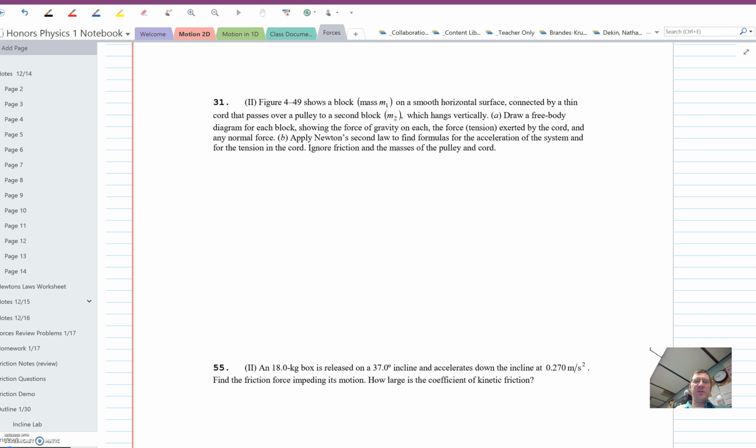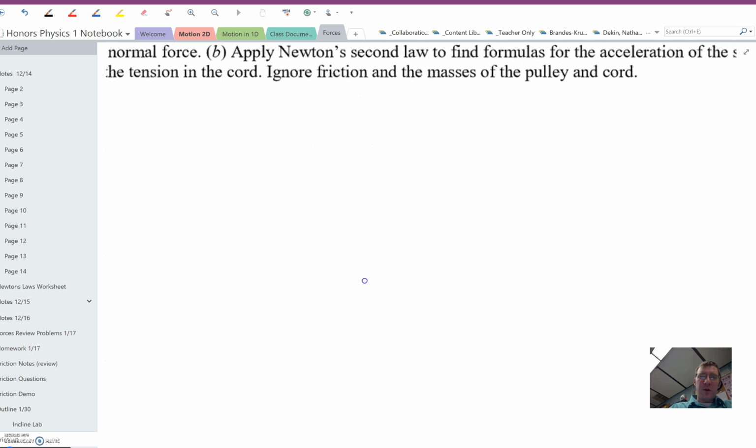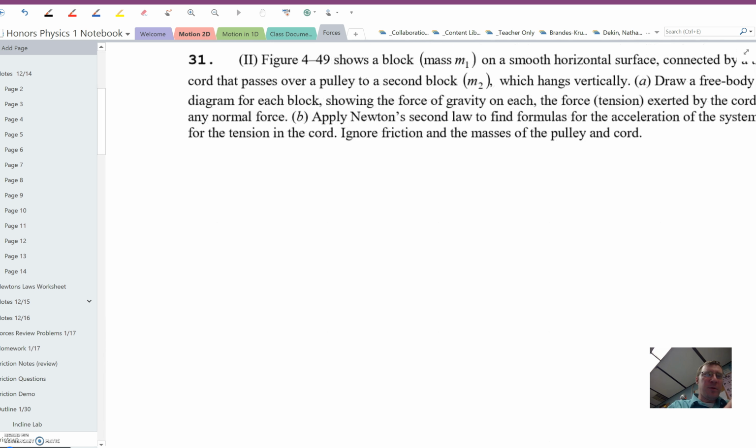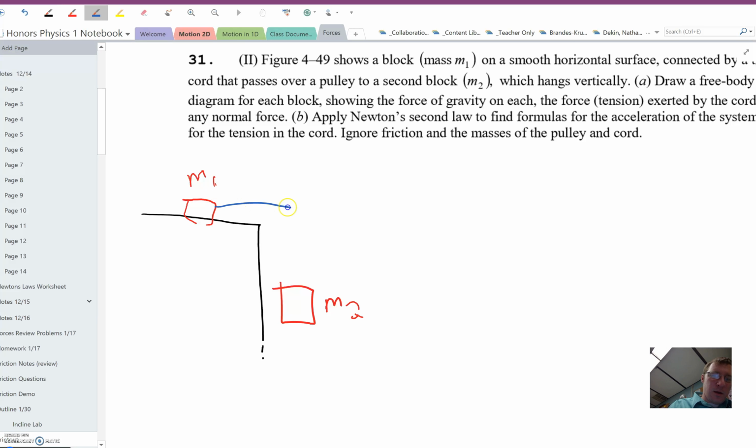So number 31 basically has one mass on a desk or table and another mass hanging off of it, and they're connected with a rope. First, I want to draw a picture to explain this problem before we go so far as to draw our free body diagrams. So I'll give us two blocks, mass 1 and mass 2, and they are connected with a blue rope.